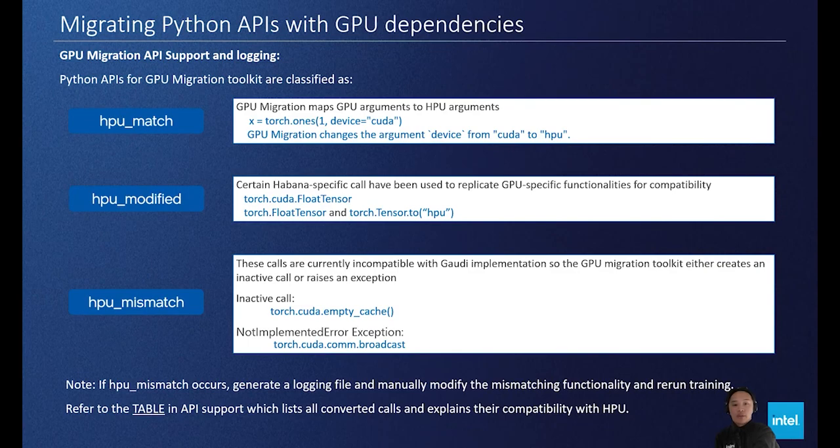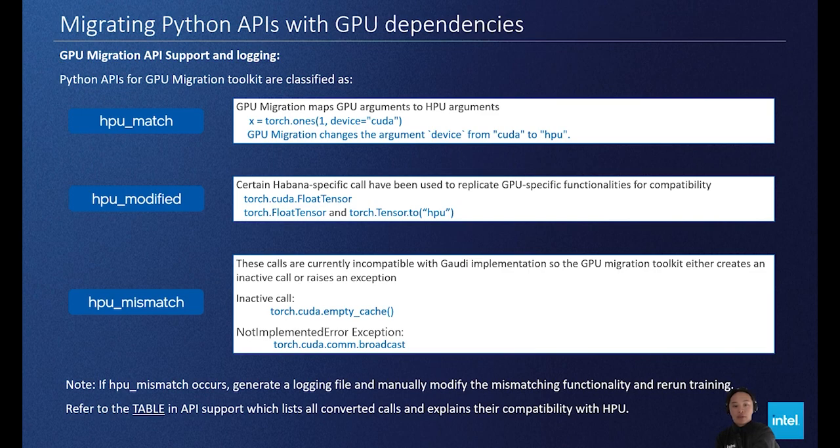The migration toolkit has 3 classifications for API migrations. HPU match is a one-to-one match where we can replace CUDA calls with HPU calls. The example here detects a CUDA call and changes it to HPU. HPU modified is for CUDA calls that don't have a one-to-one matching. We map it to a related Synapse API call. For this example, the torch.cuda.FloatTensor has an HPU related call through torch.hpu.FloatTensor.